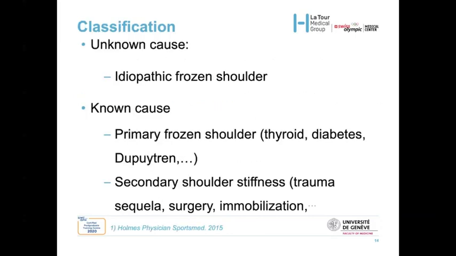Classification, I love the classification of Holmes because for me, this is logical. This is something that I can understand. When the cause is unknown, this is called idiopathic frozen shoulder. And then when the cause is known, if there are risk factors, we talk about primary frozen shoulder, if you have thyroid problems, diabetes, Dupuytren disease, and so on. And then we talk about secondary shoulder stiffness when you have trauma sequelae, surgery, immobilization, and so on. So for me, this is very logical: idiopathic, primary, secondary.